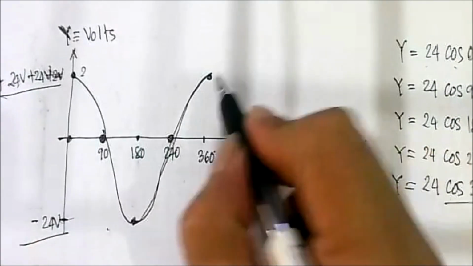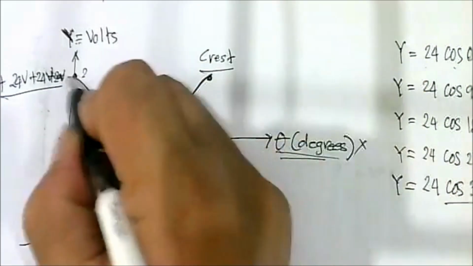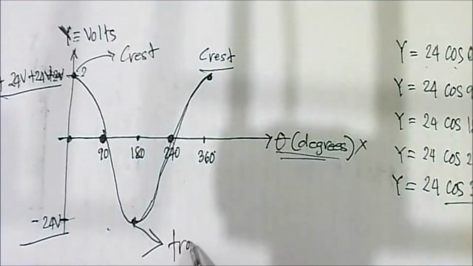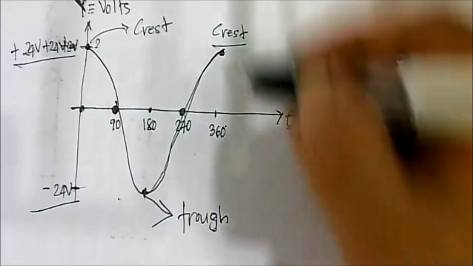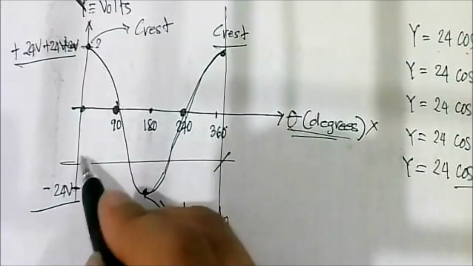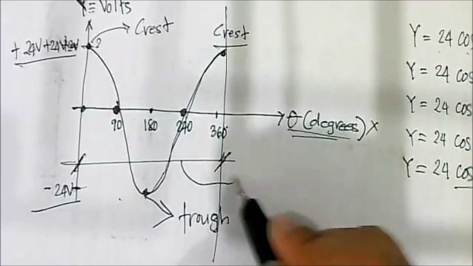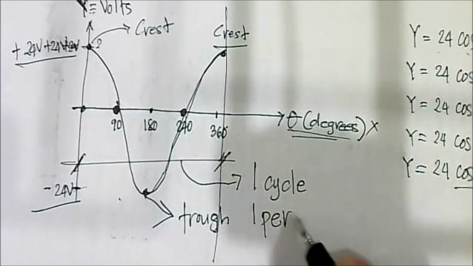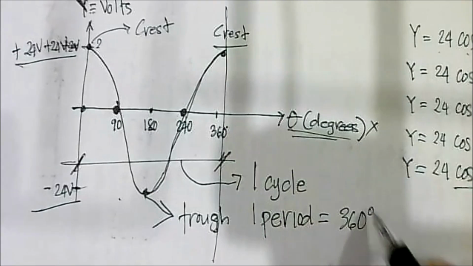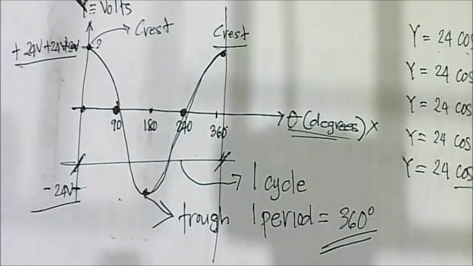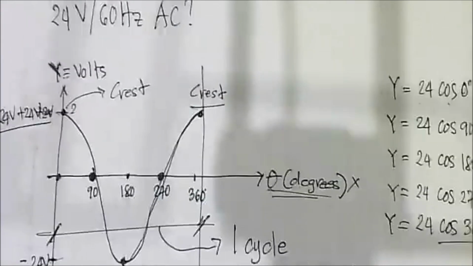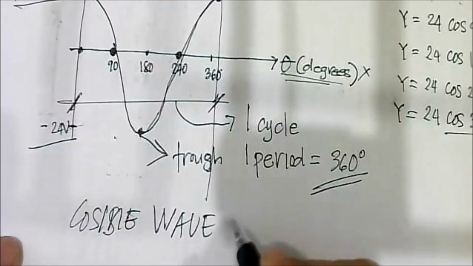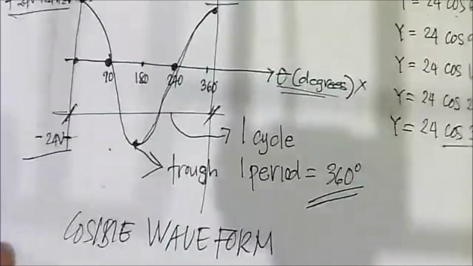So this is your crest. This is also your crest, and this is your trough. So this is your one cycle, or one period, which is equal to 360 degrees. This is now your cosine waveform.